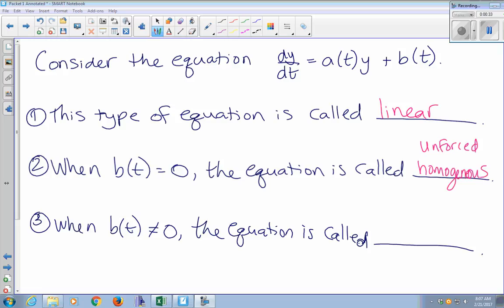And when b of t is not 0, forced or non-homogeneous.